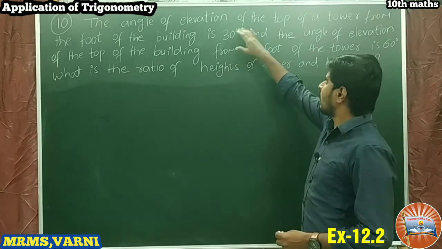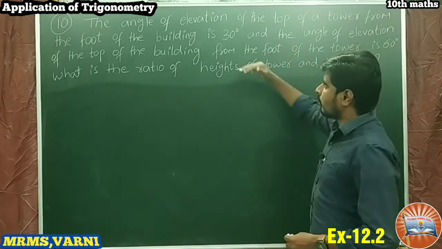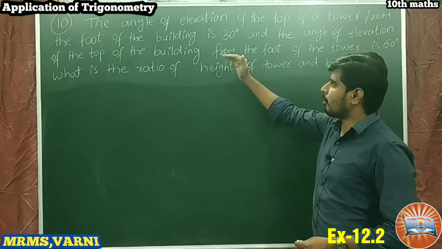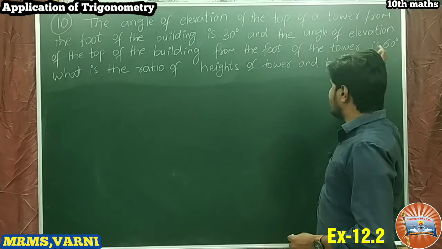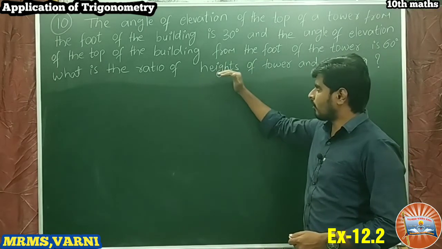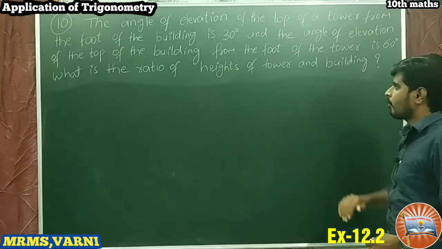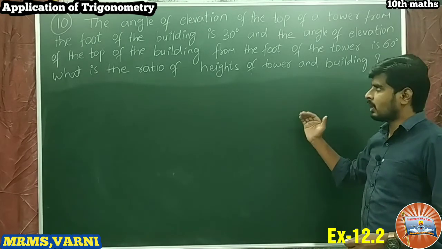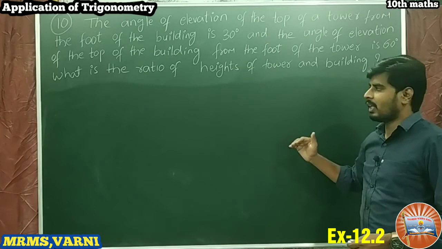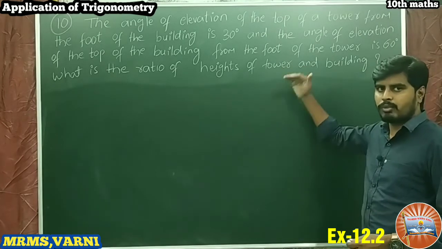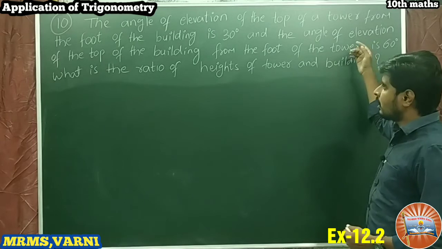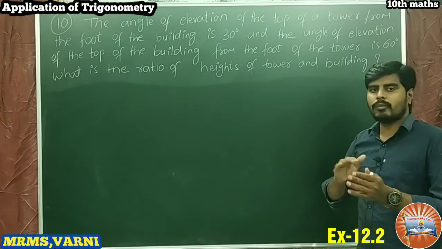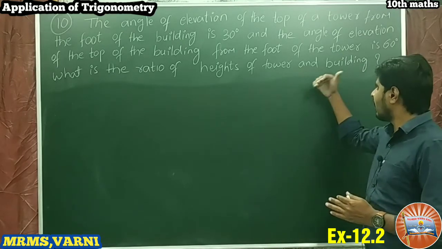The angle of elevation of the top of a tower from the foot of the building is 30 degrees and the angle of elevation of the top of the building from the foot of the tower is 60 degrees. What is the ratio of heights of tower and building? So here given a tower and a building. The observer observes the tower from the foot of the building as well as the top of the building from the foot of the tower, and given angles of elevation are 30 degrees and 60 degrees. So we have to find the ratio of the heights of the tower and building.